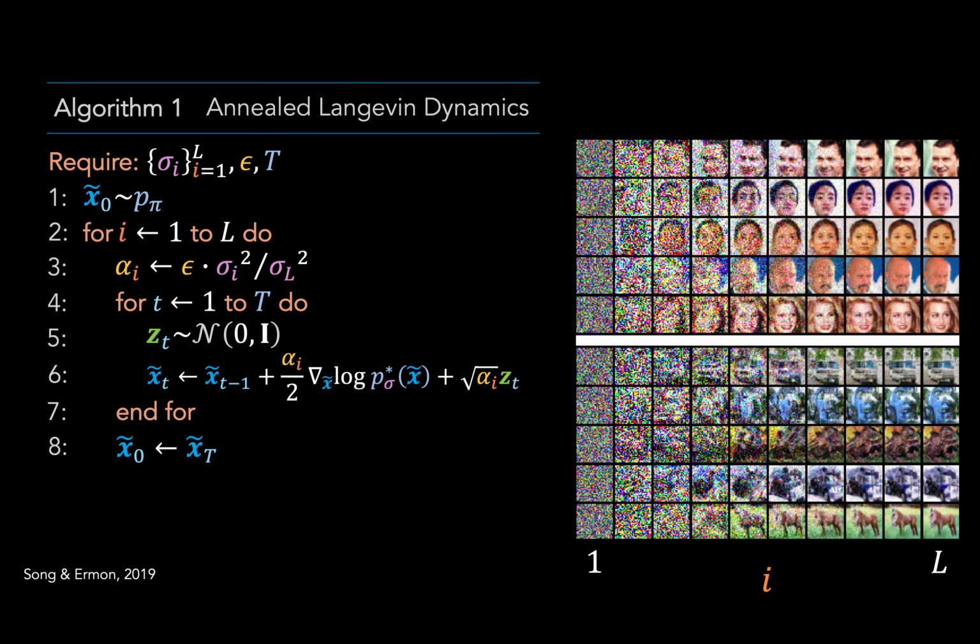And here we just run sampling steps from 1 to big T. And we just repeat this over noise levels to get our final sample. And that's basically it for our method. That's how we can use score matching for generative modeling.